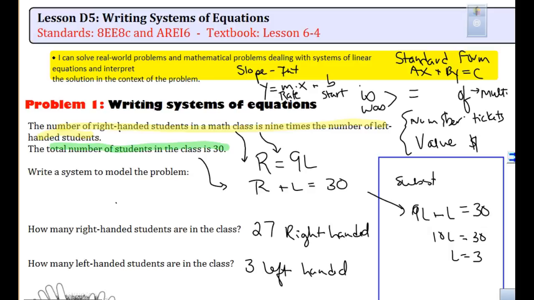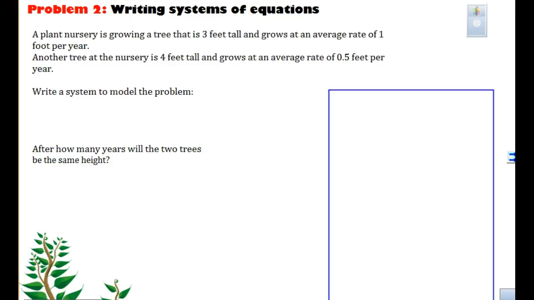Joey, if you would read that next situation. A plant nursery is growing a tree that is 3 feet tall and grows at an average rate of 1 foot per year. Another tree at the nursery is 4 feet tall and grows at an average rate of 0.5 feet per year. What form should we be using? Slope-intercept. Slope-intercept or standard for this one?